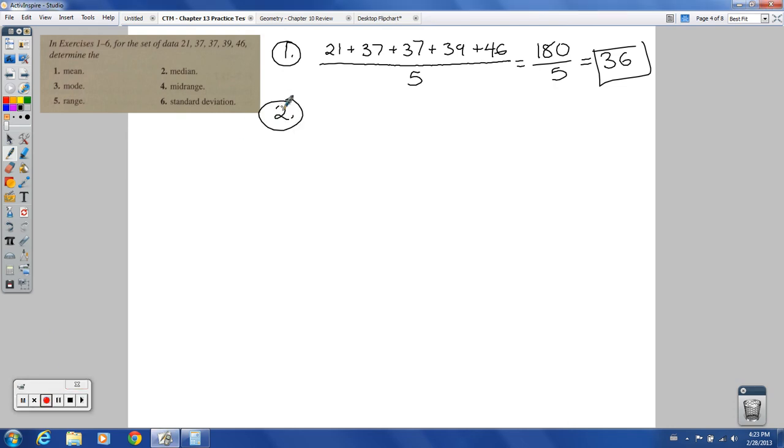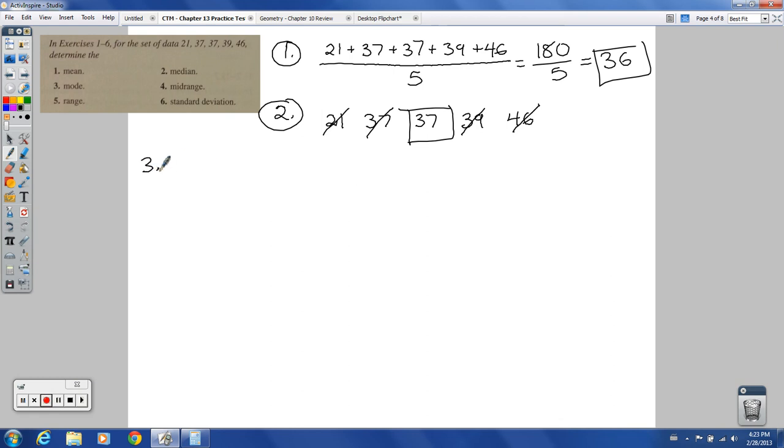Number 2, the median. 21, I'm just going to write them in order, 37, 37, 39, and 46. And then I think a good idea, if the list isn't too large, is just to cross them off one at a time from the ends until you get to either the middle number or the 2 middle numbers. In this case, it's just this middle number right there. There's nothing to add and divide by 2 with. You don't have to find halfway in between anything. That is the median for number 2.